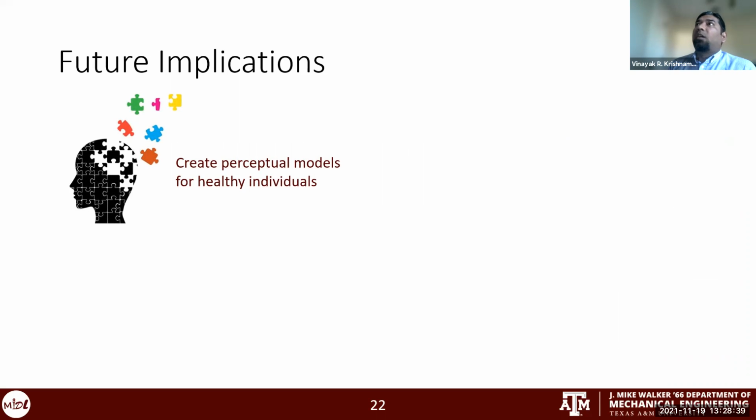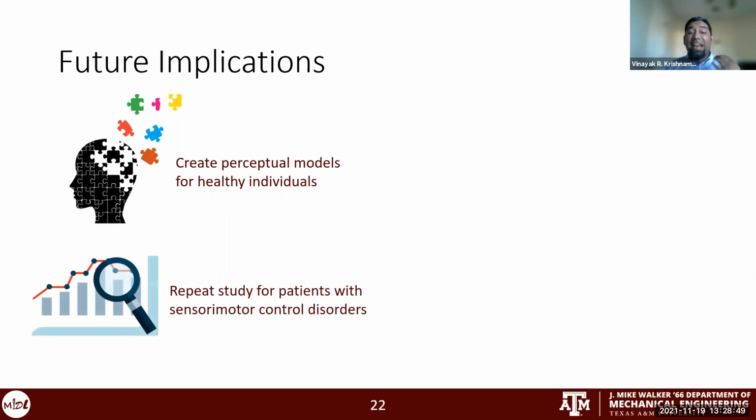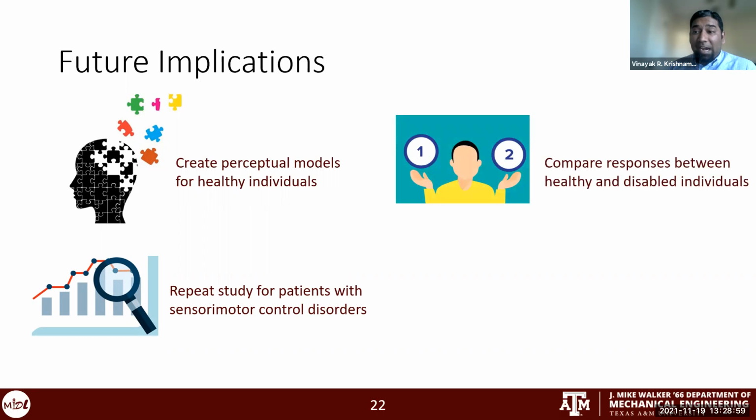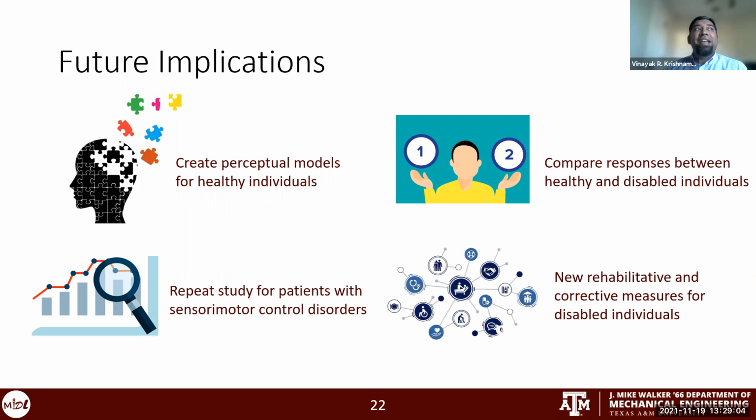Okay, so with that, I would like to close this presentation by giving you some broader future implications. I think this work, in conjunction with the previous work that we saw, could be very useful in creating perceptual models, at least for healthy individuals at that time, and later by repeating the study with patients who have sensory motor control disorders, we can compare the responses between healthy and disabled individuals. That might lead us to some interesting ways for doing diagnostics, or even later on doing rehabilitative or therapeutic interventions for people with physical disability.